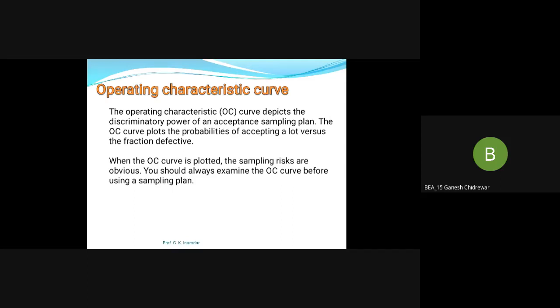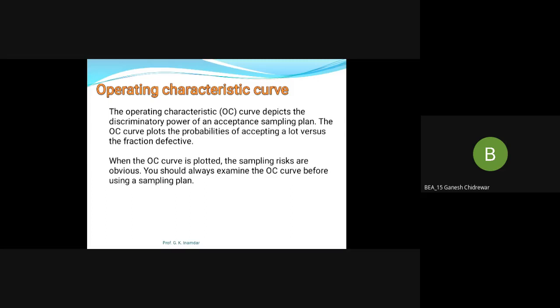The operating characteristic curve is a graph of the probability of accepting a lot versus the fraction defective. We will discuss that directly. When the OC curve is plotted, the sampling risks are obvious. You should always examine the OC curve before using a sampling plan.